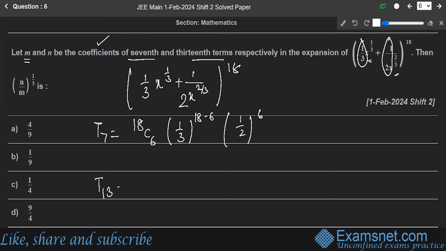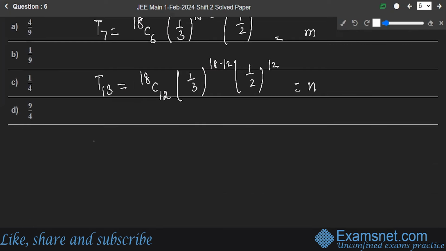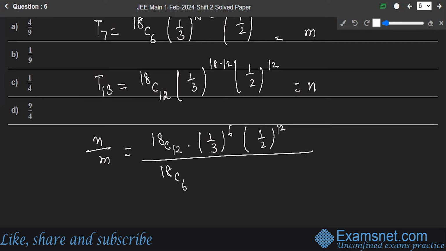What is the 13th term coefficient? This will be 18c, 13 minus 1, this is 12, 1 by 3 power 18 minus 12, 1 by 2 power 12. According to the question, this is your M and this is your N. Let's divide both of them, N by M: 18c12 into 1 by 3 power 6, 1 by 2 power 12, divided by 18c6, 1 by 3 power 12, 1 by 2 power 6.